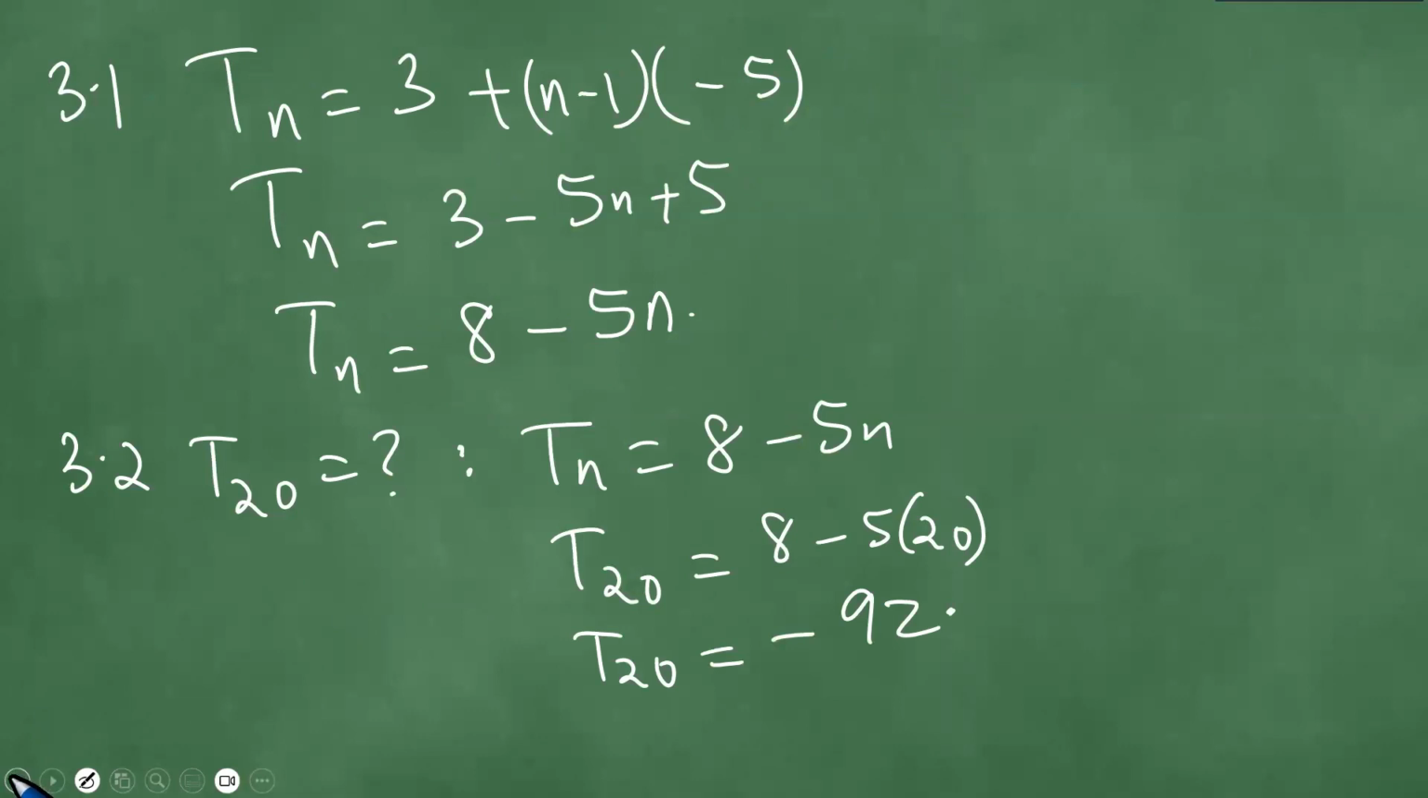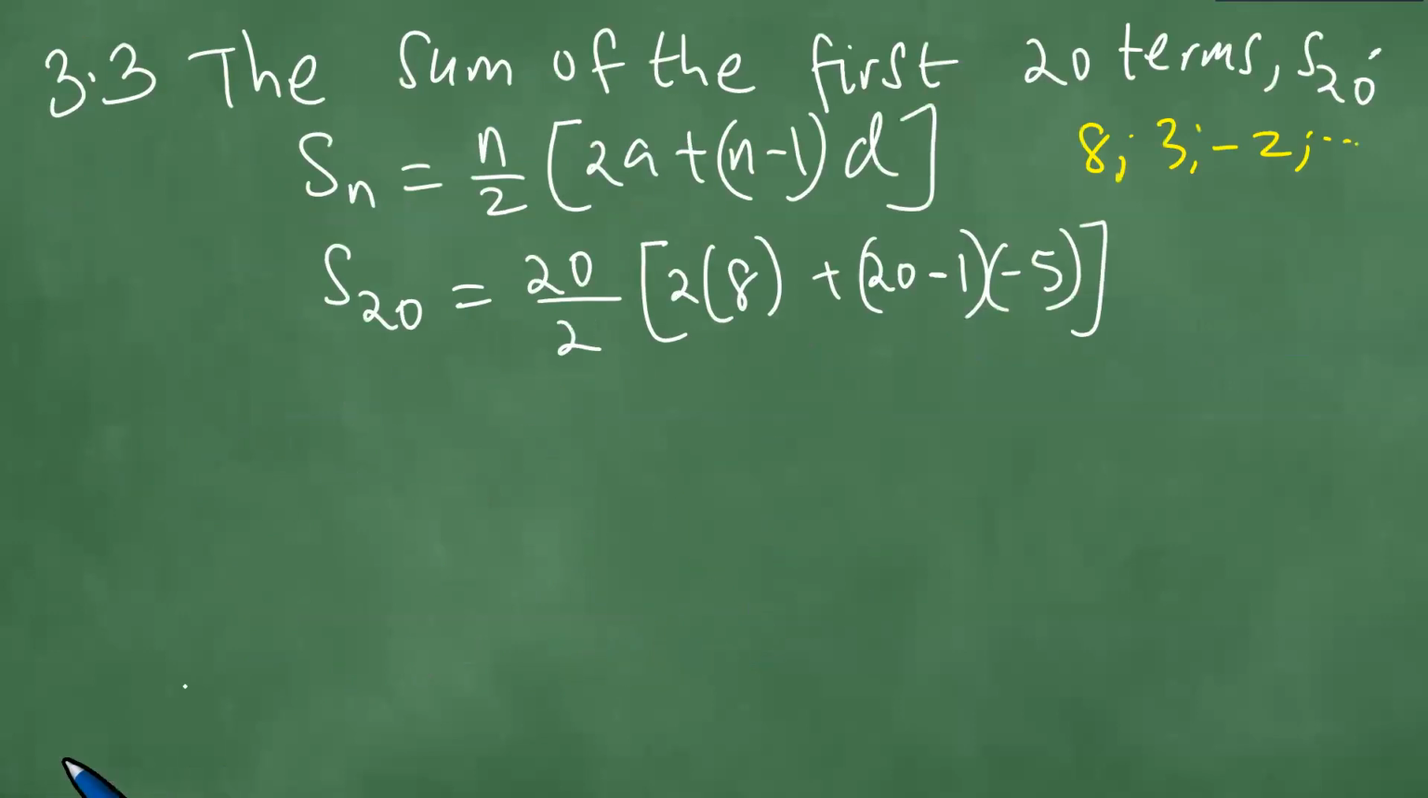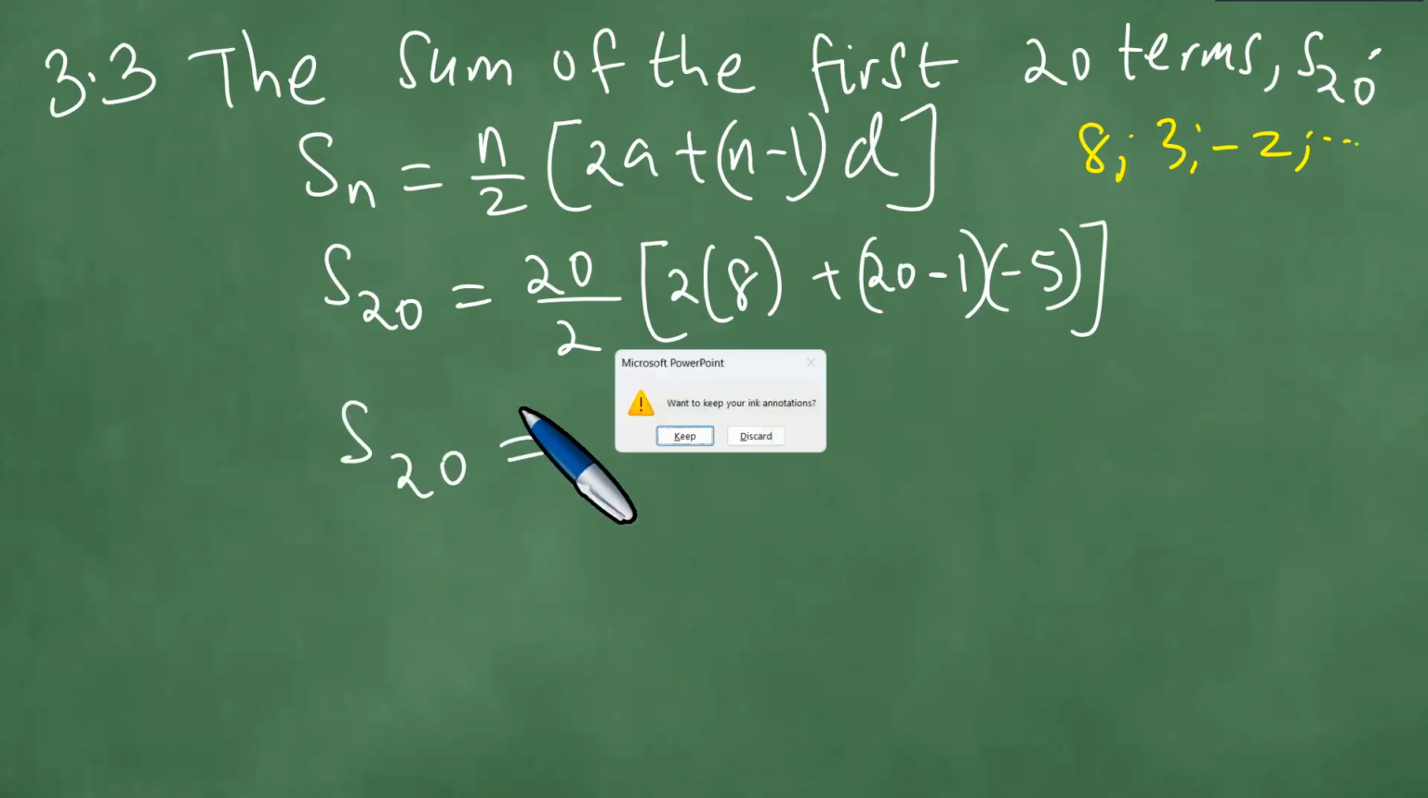Minus 5 is the common difference. It's all right. We got it here in the beginning, so there's no need for us to repeat it again. So now what is the answer here? Sorry, I'm just doing it the long way.